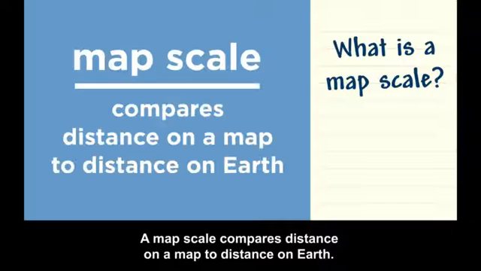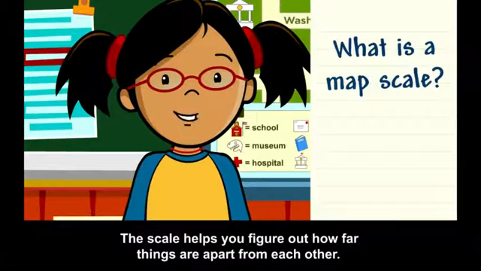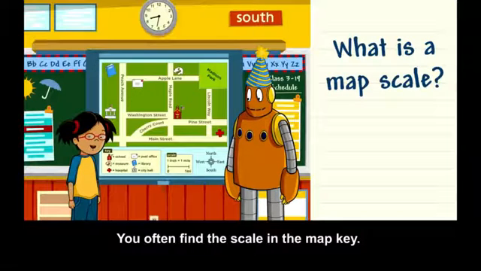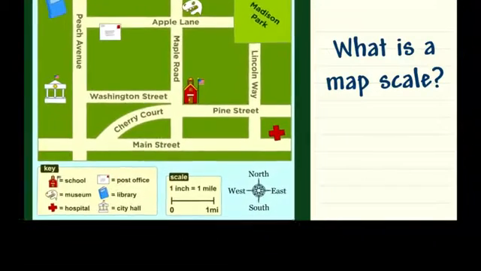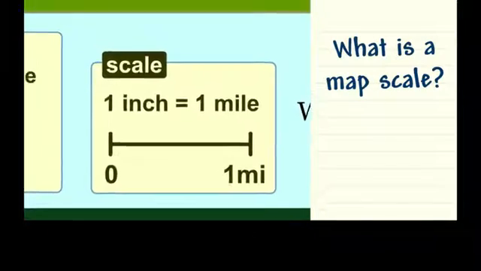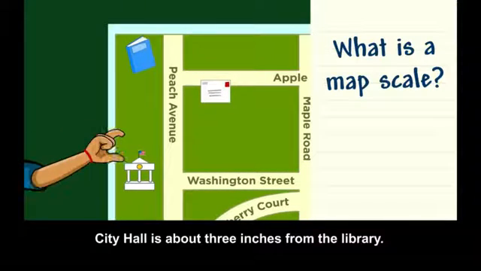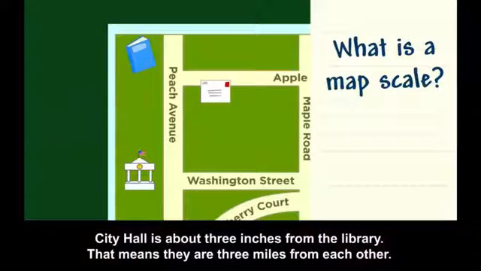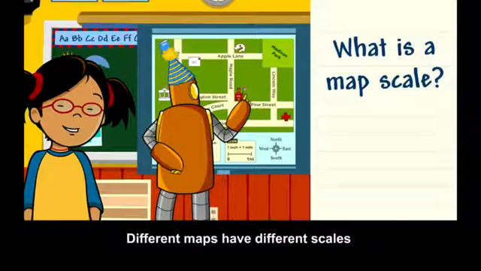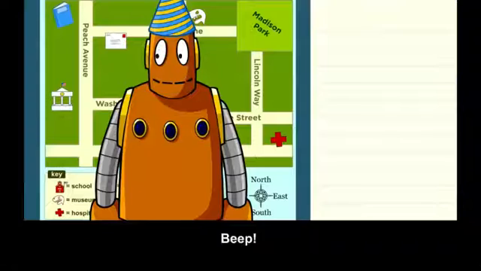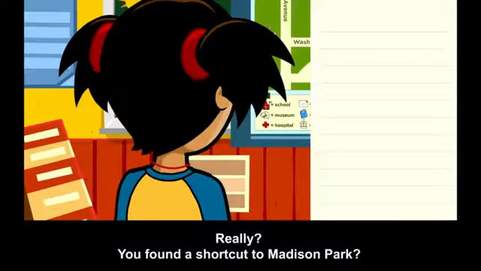A map scale compares distance on a map to distance on Earth. The scale helps you figure out how far things are apart from each other. You often find the scale in the map key. On this map, every inch stands for 1 mile. City Hall is about 3 inches from the library. That means they are 3 miles from each other. Different maps have different scales, so you should always check the map key. Really? You found a shortcut to Madison Park?